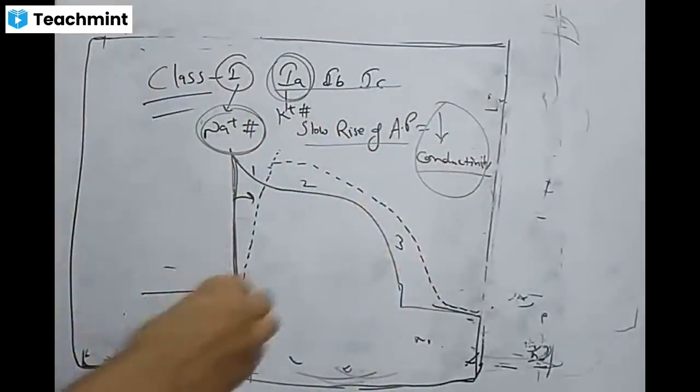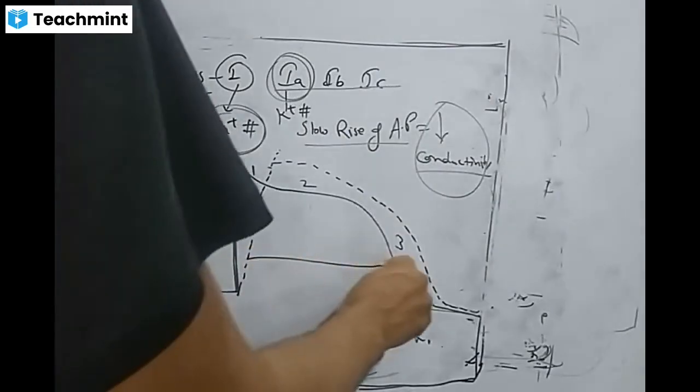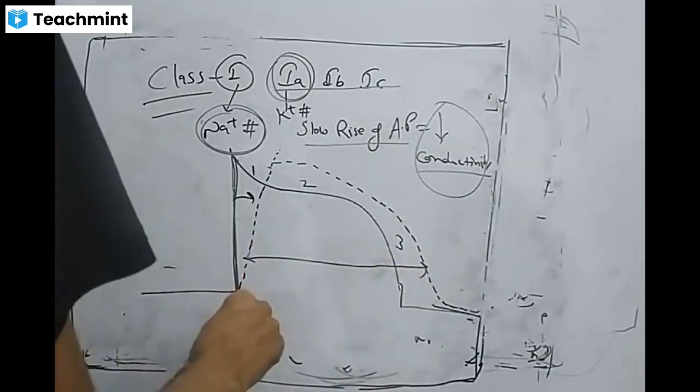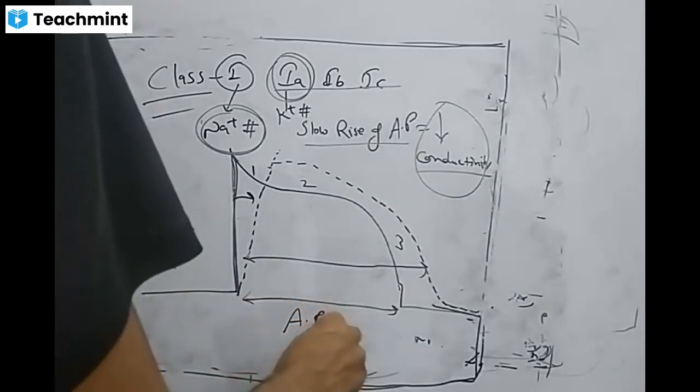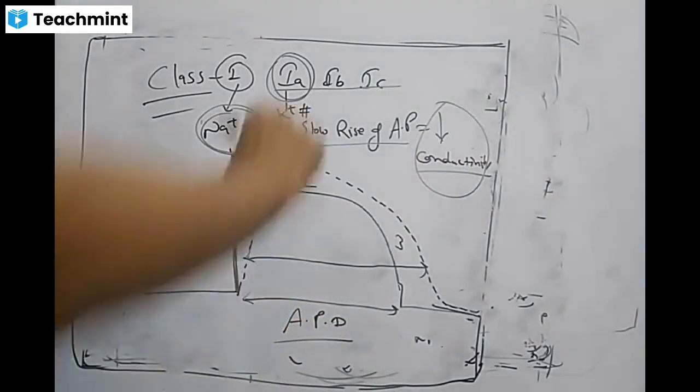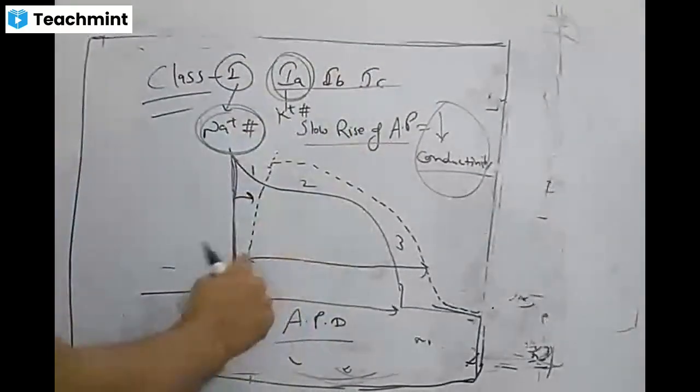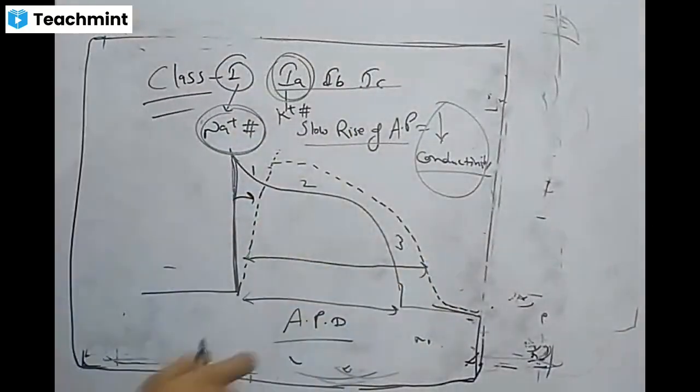The second thing is this one. If you remember, this gap was your action potential duration. If we use a class 1A drug, this gap will increase. So we derived two pieces of information from our class 1A drug. So what is that information?